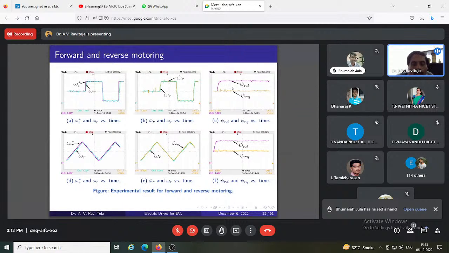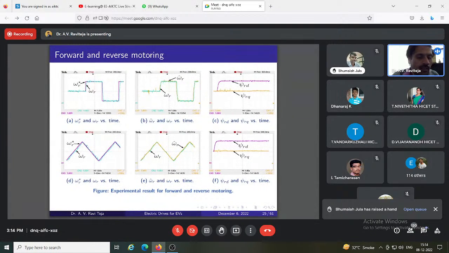So this third figure, psi rd, psi rq, is showing the flux. Flux we are maintaining constant. Since we are maintaining flux constant, we are able to get fast response from the motor. This is a plus 20, minus 20 radian per second. Here the motor was running clockwise, here anti-clockwise, in the opposite direction. Like that, we give different speed references.